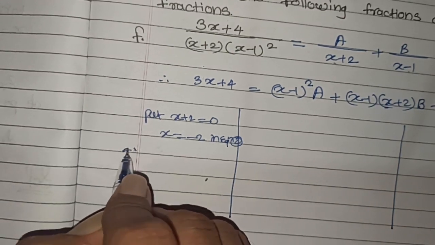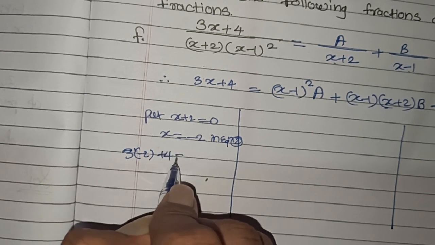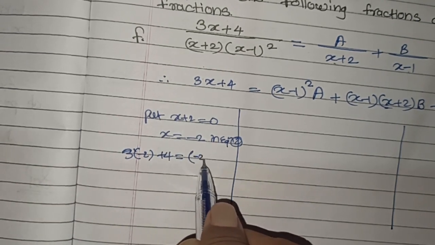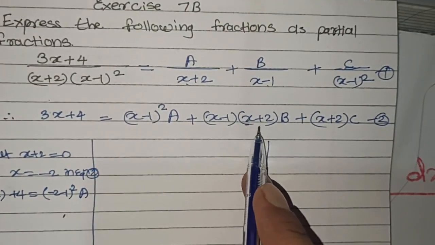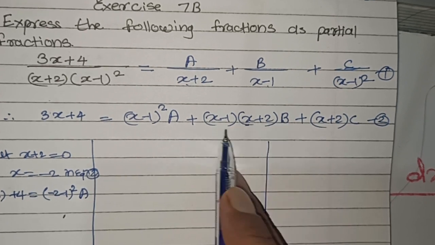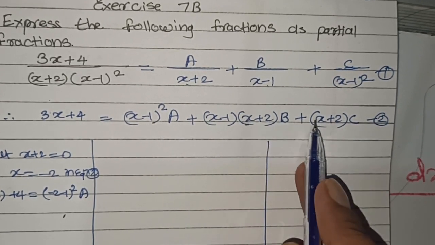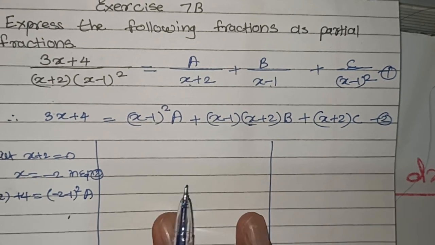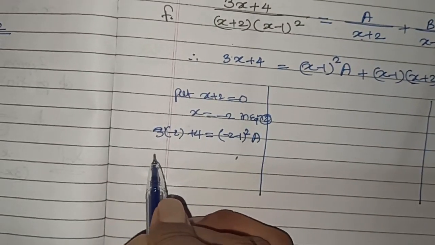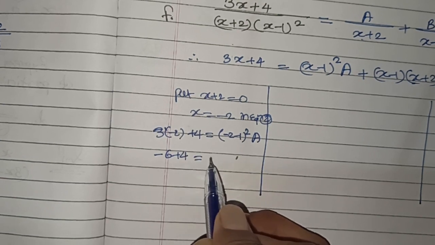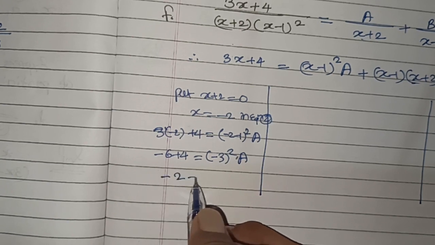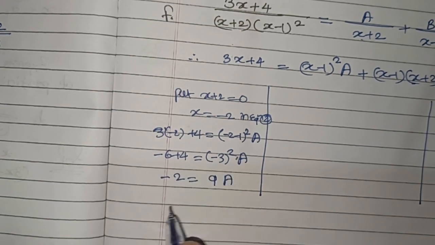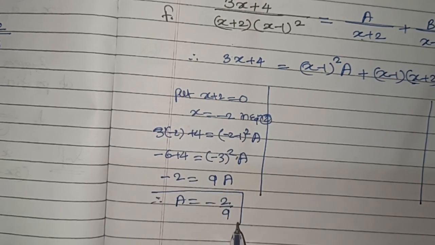So let me put it in: 3 into minus 2 plus 4, plus here minus 2 minus 1 whole square into a, and that x plus 2 is 0, so this term will become 0, x plus 2 equal to 0, so the last term, the third term, also becomes 0. So here we get minus 6 plus 4 equal to minus 3 whole square into a, so here we get minus 2 equal to 9 times a, and hence we get a equal to minus 2 by 9.